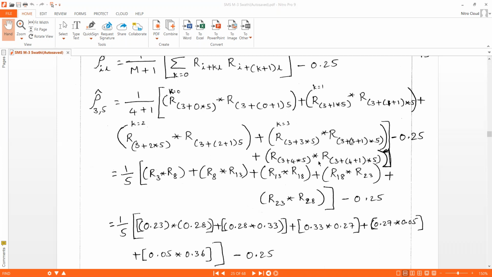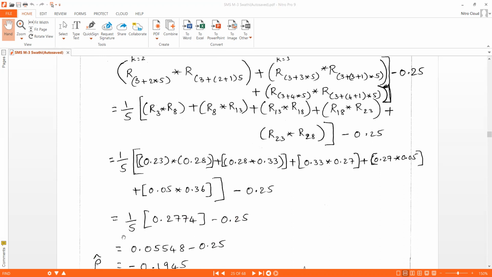R23 into, this term we will simplify: R of 3 plus 4 plus 1 into 5. 4 plus 1 is how much? 4 plus 1 is 5. 5 into 5 is 25, plus 3. 25 plus 3 is 28. So after simplifying this term, we'll get R23 into R28. This whole term should be subtracted by 0.25. So we'll write minus 0.25.